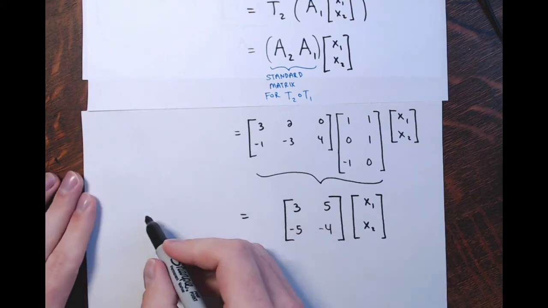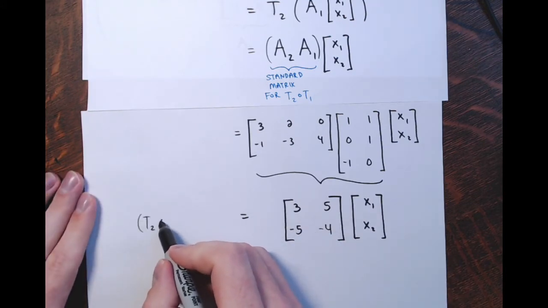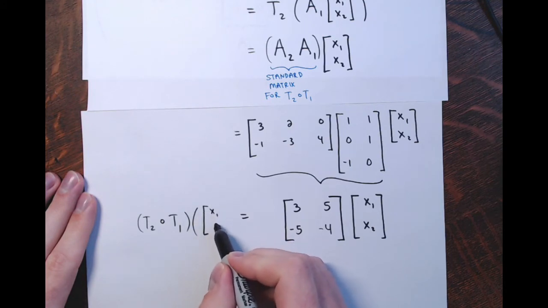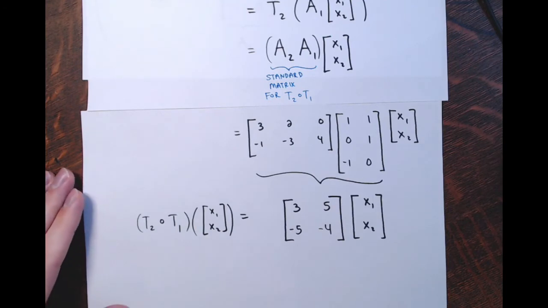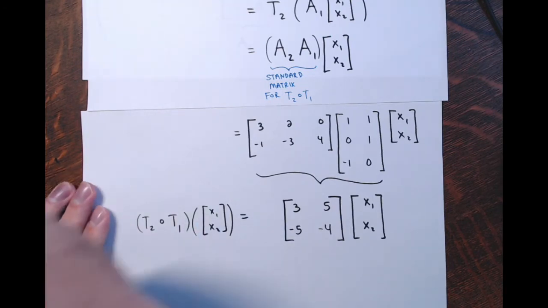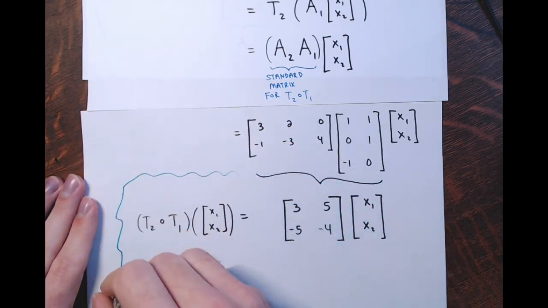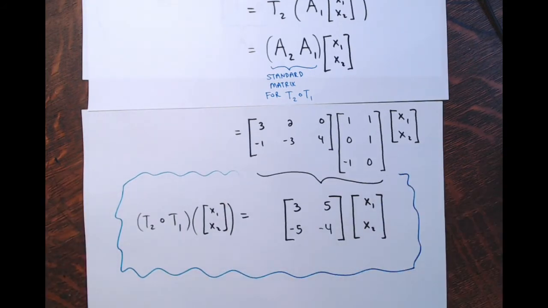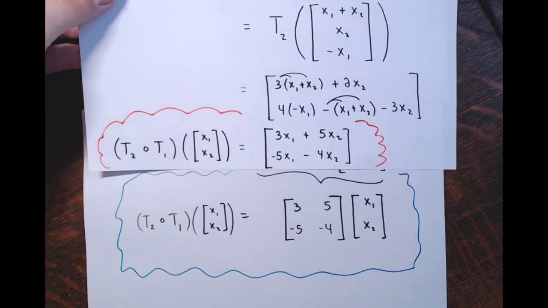So here's our T2 composed with T1 written as a matrix transformation. Now let's go back and look at what I did earlier in the video when I wasn't using matrices, and see what I got when I did T2 composed with T1. This is what I got earlier.